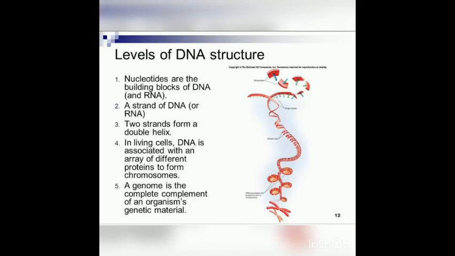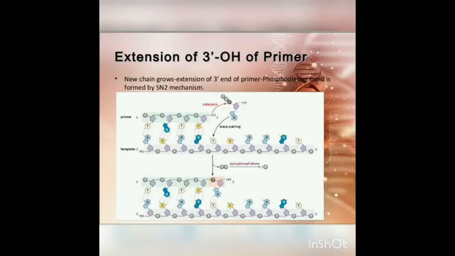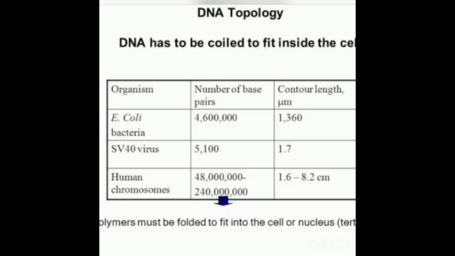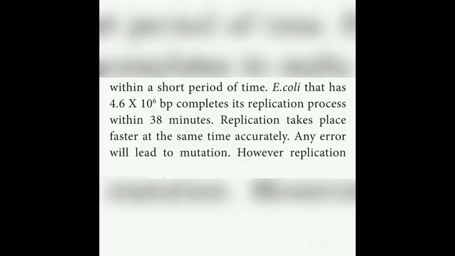Eukaryotes have 5 types of DNA polymerases that catalyze the polymerization of nucleotides at the 3'-OH of the new strand within a short period of time. E. coli, which has 4.6 x 10^6 base pairs, completes its replication process within 38 minutes. So it completes its replication within how many minutes? 38 minutes. Replication takes place faster and at the same time accurately.